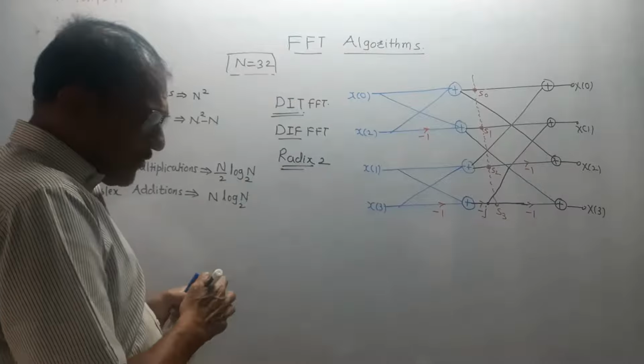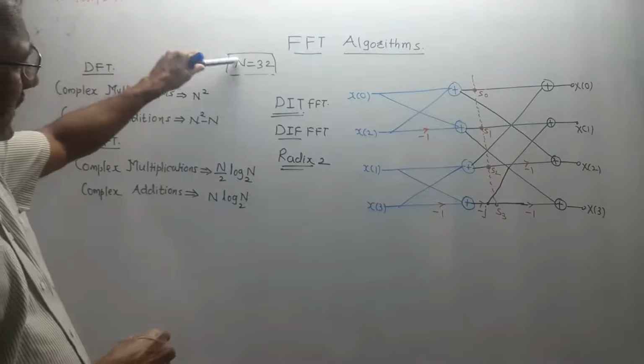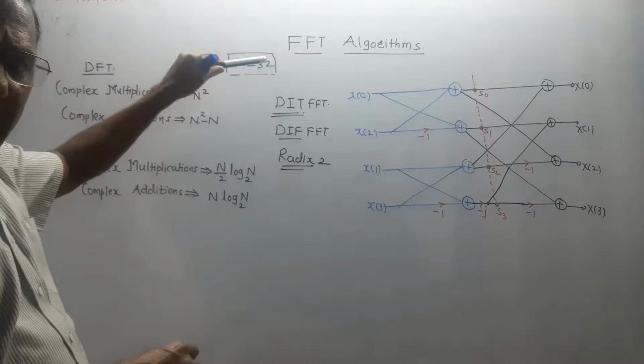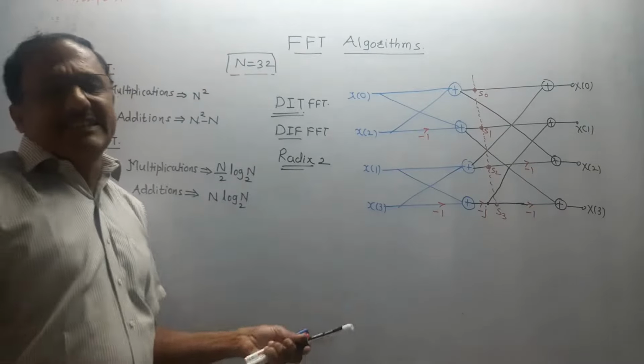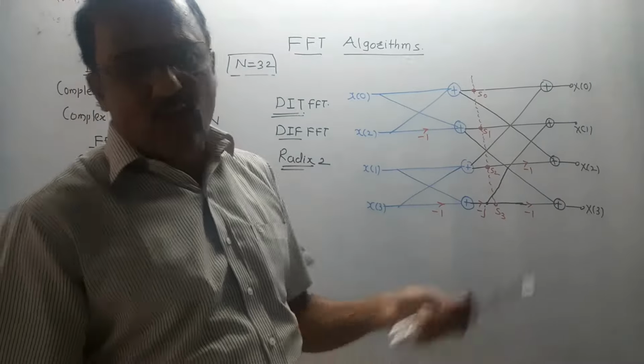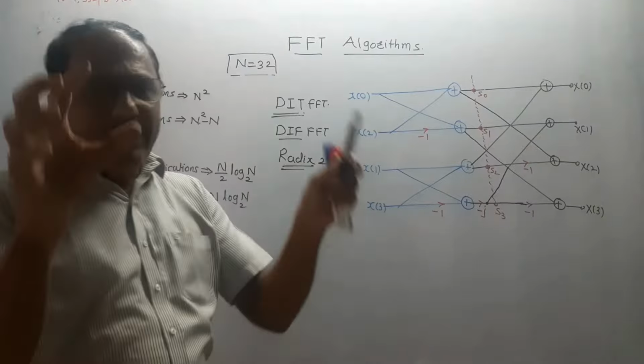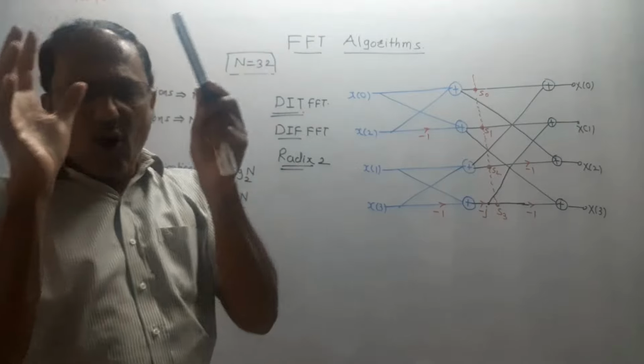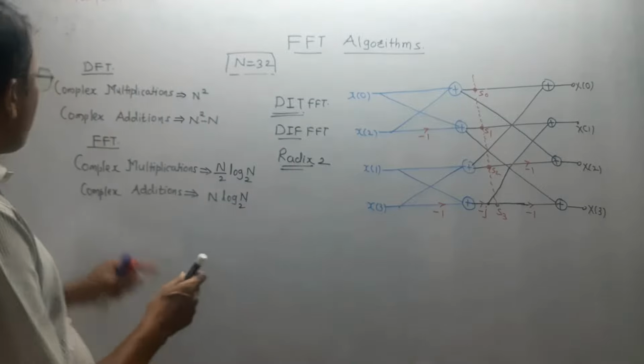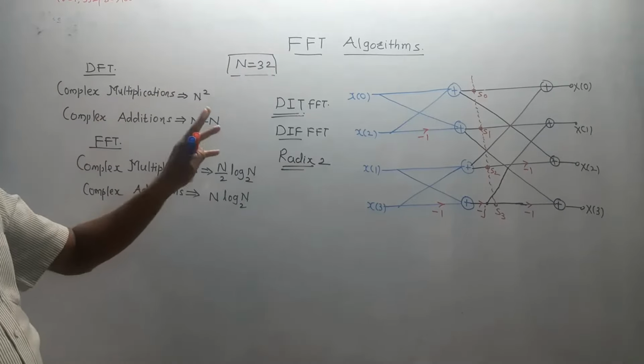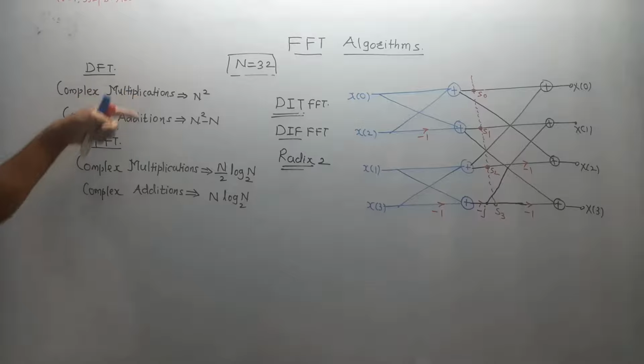Alright, so if the question is: consider n equals 32 and calculate computational complexity. What is computational complexity? Computational complexity means how many multipliers and how many adders are required. This numerical is very simple. If you just memorize these four formulae, it is also simple, so you can solve such a type of numerical.